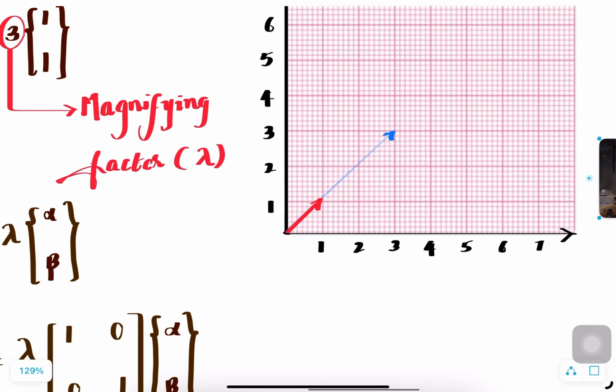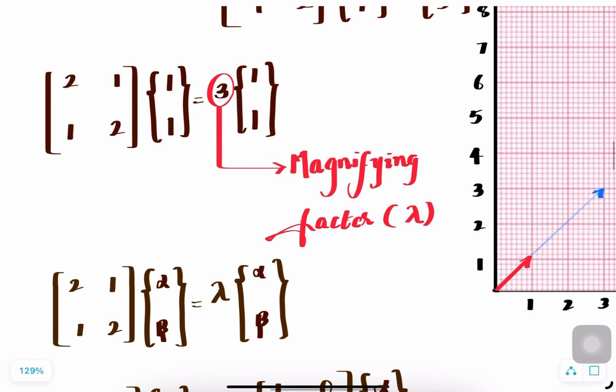Okay. So we will see that here. You could see that it just magnifies by an amount 3. So this magnification factor, we will say that it is lambda. So these magnification factors are called the Eigen values. Hope that now it is clear. I hope to some extent we have demystified what is an Eigen value. The magnification factor, that is what is called the Eigen values.